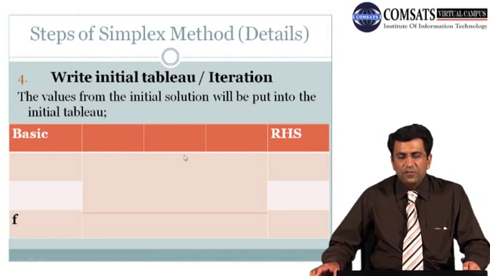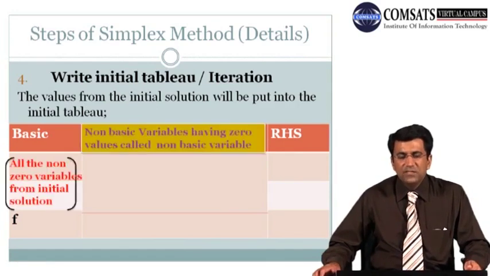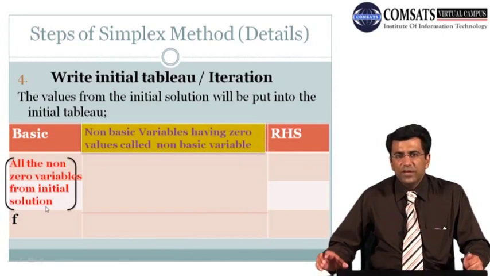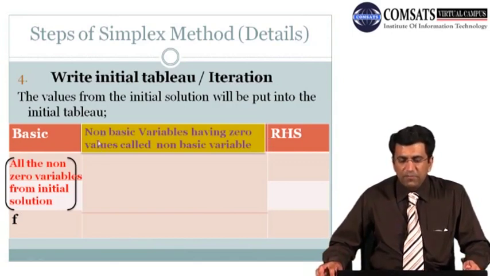Again class, after finding the initial feasible solution, we will have to make the initial tableau. There are 2 types of variables in this initial tableau. One sort is known as basic variables, the other sort is known as non-basic variables. The basic variables are all the non-zero variables from the initial solution, that is, all the variables whose value we didn't set equal to 0. In this particular row we will have the non-basic variables, and we will include all the variables in this row.